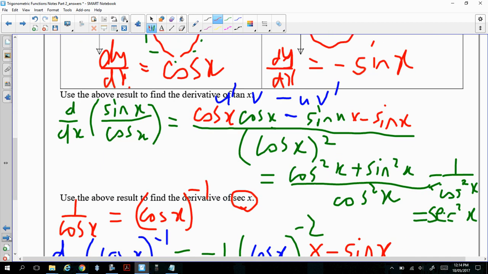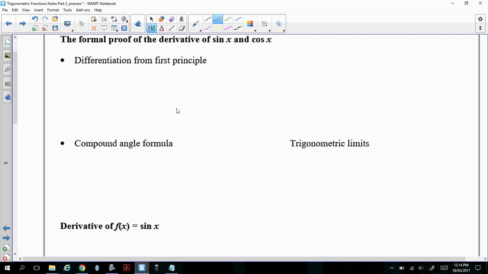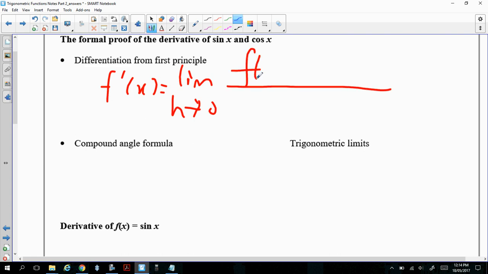We'll do that by differentiating by first principle. Whenever we find a derivative of any new function, we always use differentiation by first principle, just how we differentiate e to the power x. So let's write down the formula. f dash of x is the limit as h approaches 0 of f of x plus h minus f of x over h. We're going to use this formula in our proof.